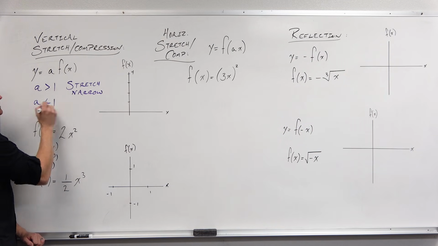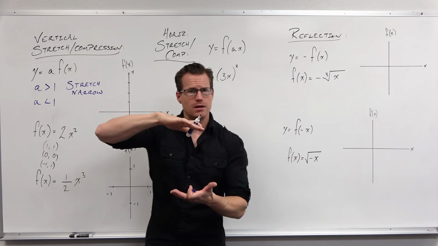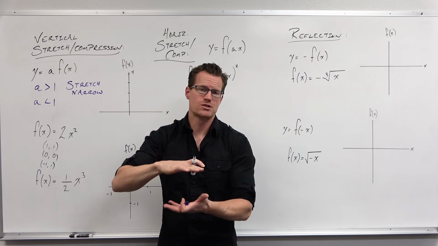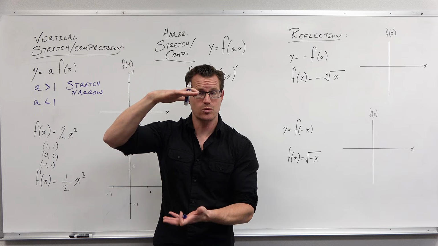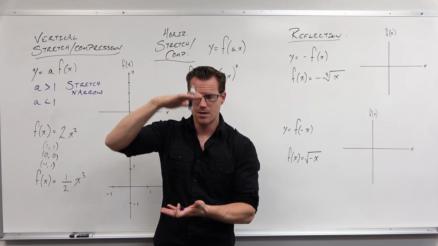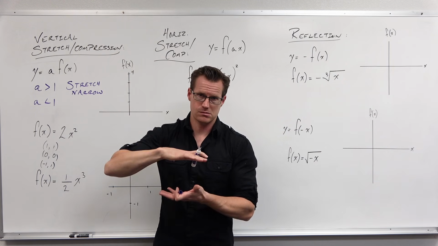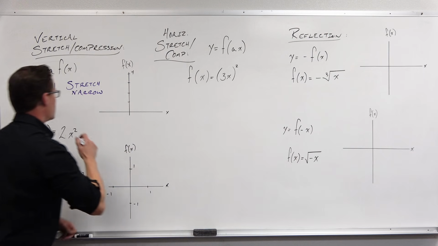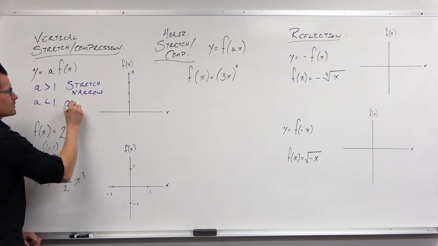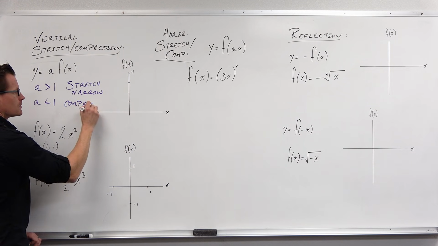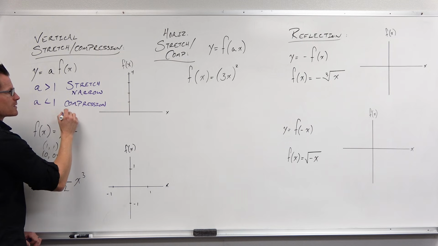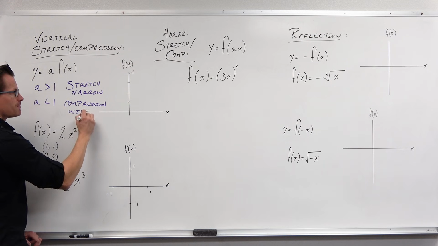For numbers less than 1, that's shrinking. That's saying take your output and give me fractions of them. So I'm going to take my output values with my inputs being the same and make them smaller. That's going to shrink it. That's a compression. And that will make the graph appear more wide.